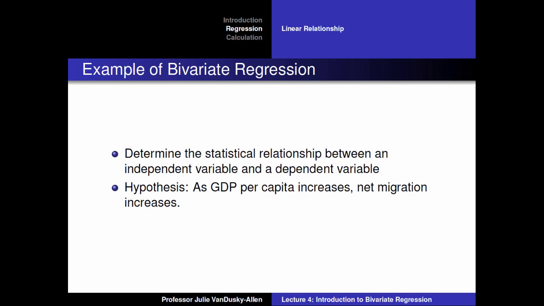In order to demonstrate the intuition behind a bivariate regression, I'm going to use the following hypothesis as an example. As GDP per capita increases, net migration increases. In this example, GDP per capita is the independent variable and net migration is the dependent variable. Changes in GDP per capita influence changes in net migration.